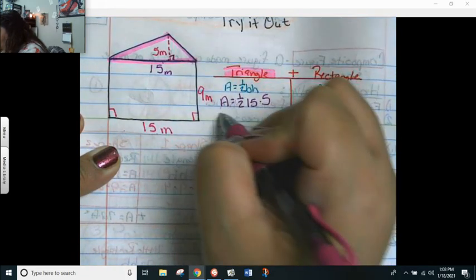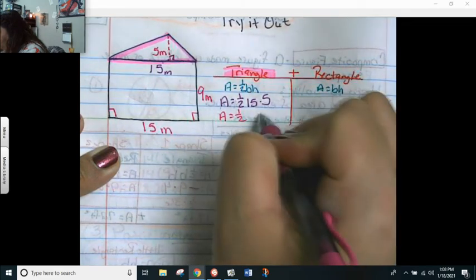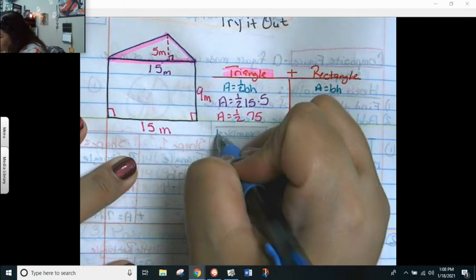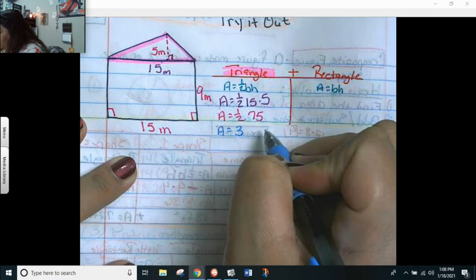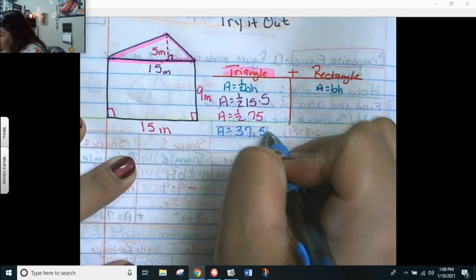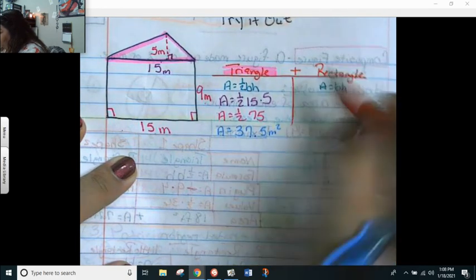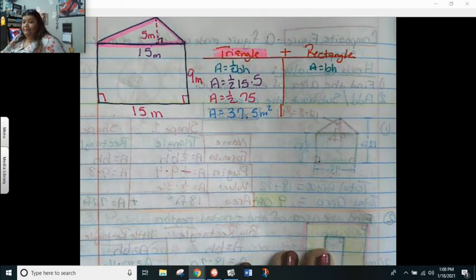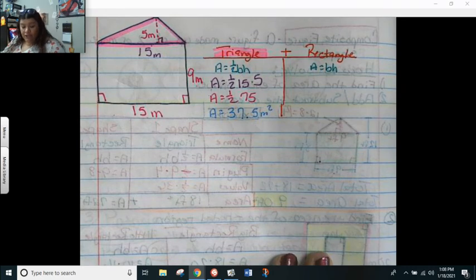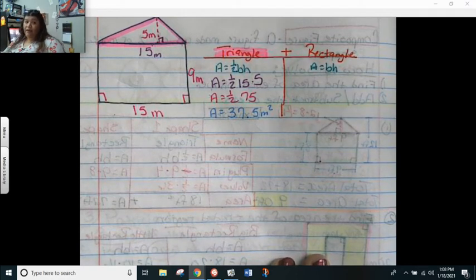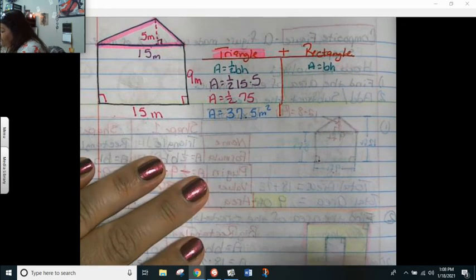So multiplied 15 times 5, 75. And then 75 divided by 2 gives you 37.5 meters squared. Okay. Did y'all get 37.5 meters squared for the triangle? Okay. Check your multiplication. If not, make sure you divided. That's the main thing where I see students getting it wrong is they forgot to divide by 2. So if you left it at 75, you forgot to divide by 2. Okay. All right. Next one.